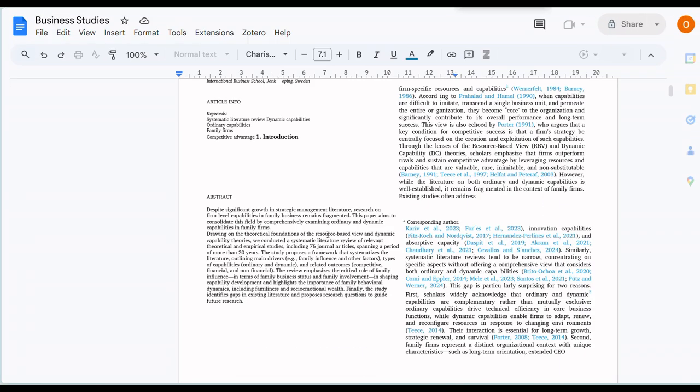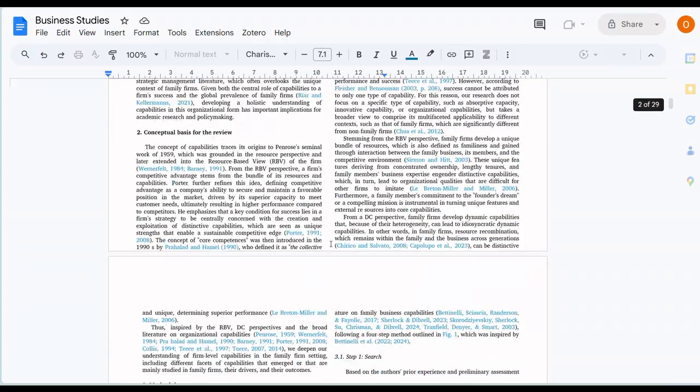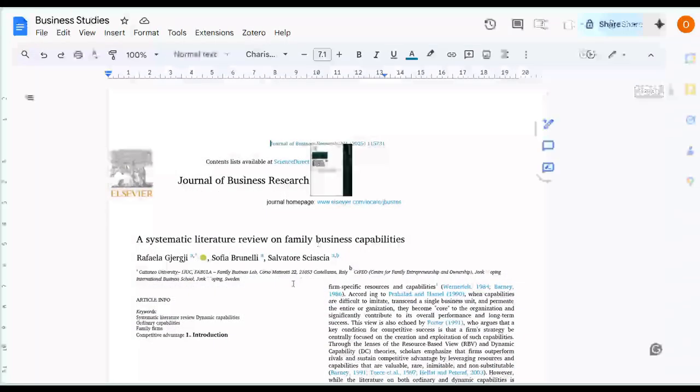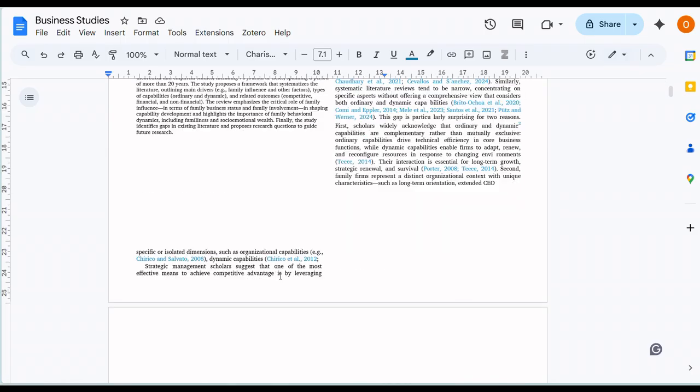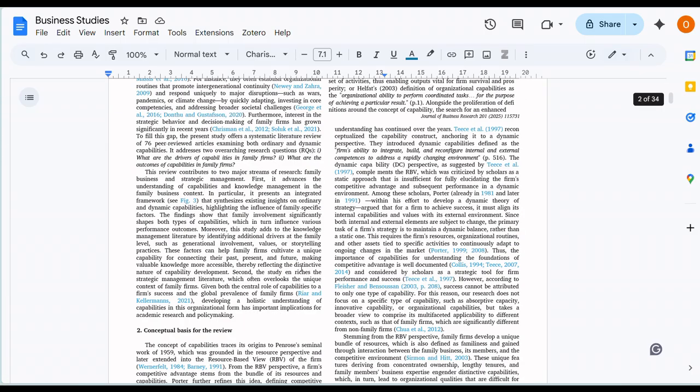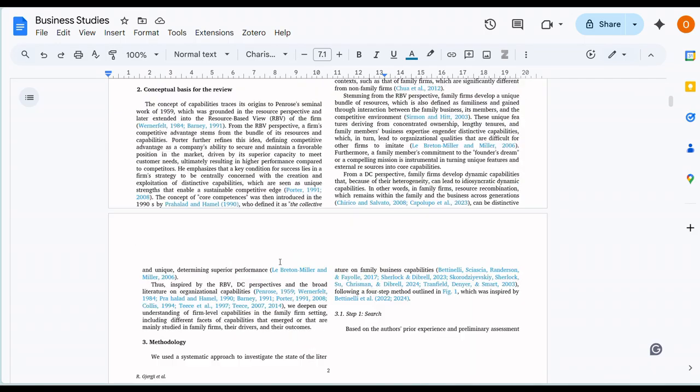Okay, those in business studies. This study is about a systematic review on family business capabilities. And let's just look at the patterns.